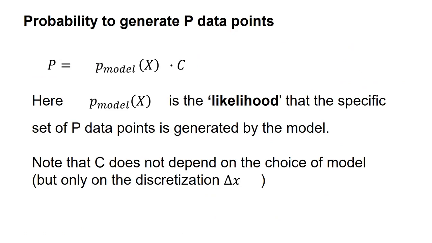So the probability to generate p data points is this probability here, and I call p model of x the likelihood that the specific set of p data points that are part of this database, x, is generated by the model. Now, again, this constant c does not depend on the choice of model, but only on the discretization.